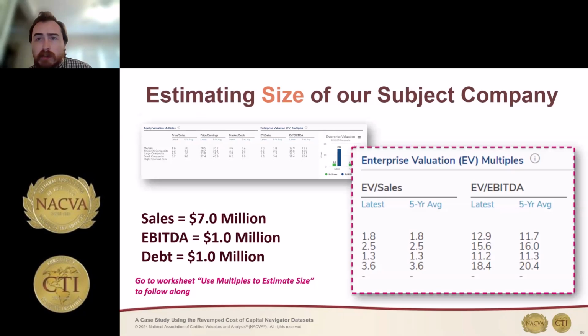So one way of determining our market cap, if we don't know our market cap, would be to use some of our enterprise valuation multiples, which are available in the industry benchmarking data set. This is where we got some of our betas from earlier, if this looks familiar. So we have EV to sales multiples, we have EV to EBITDA multiples. And if you remember, we had some company level assumptions at the beginning of our case study. So I'm going to go over now to the Excel, use multiples to estimate size.